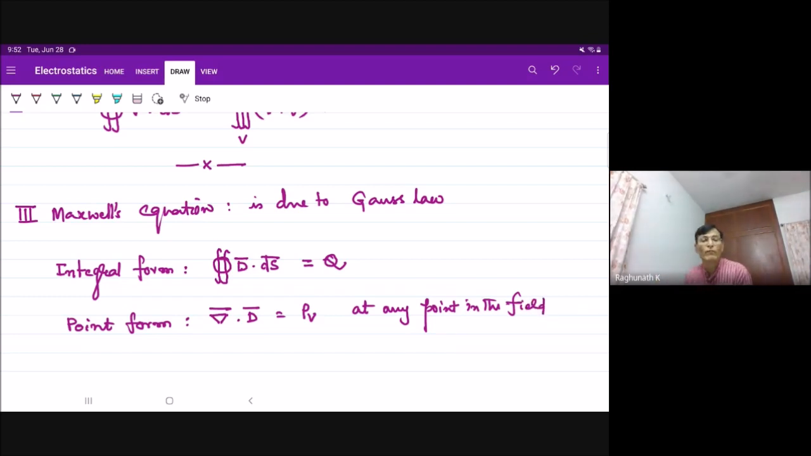Point form is also called as what? Differential form. I think you agree with this. This we are supposed to remember for the sake of the next level of subject. This del bar dot D bar is equal to rho v.